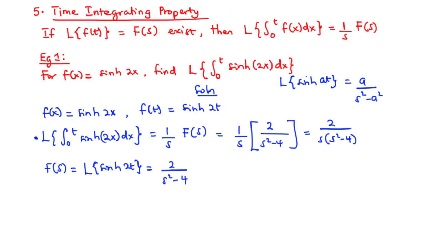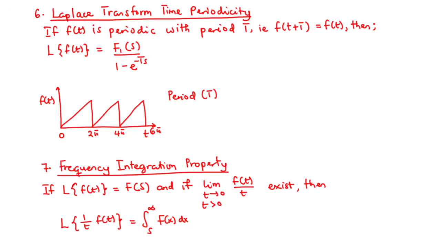Now to the next property, the 6th property, that is the Laplace transform time periodicity. So if f of t is said to be a periodic function with period T, that is f of small t plus capital T is equal to f of small t, then the Laplace transform of f of t is equal to F1 of s divided by 1 minus e to the power negative capital T times s, where F1 of s is the Laplace transform of the first cycle of the periodic function. Now we are going to elaborate more on property 6 and property 7 in the subsequent videos.